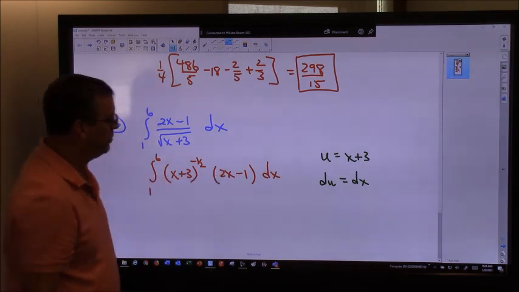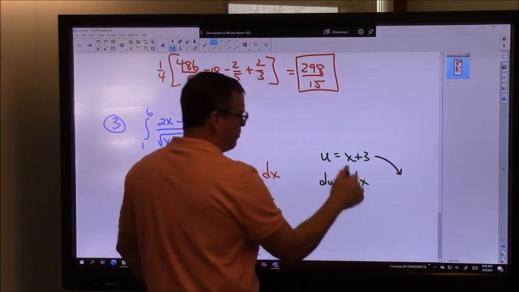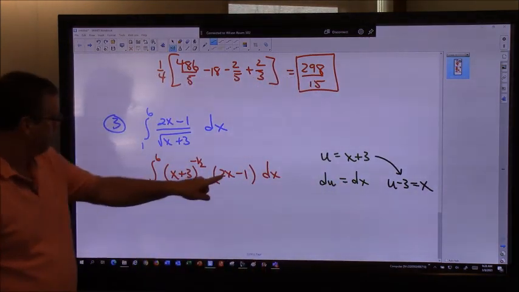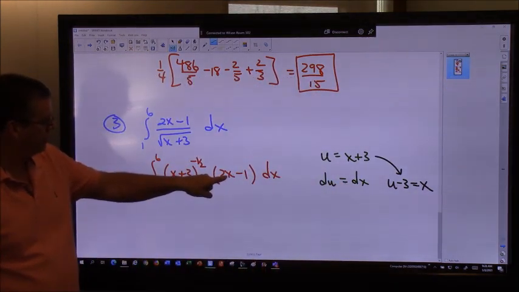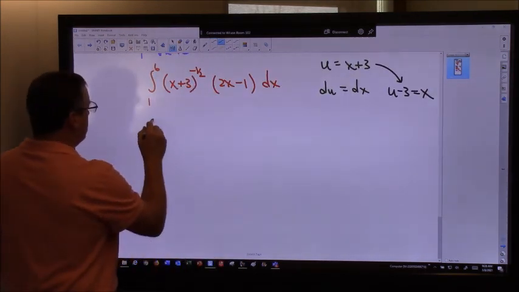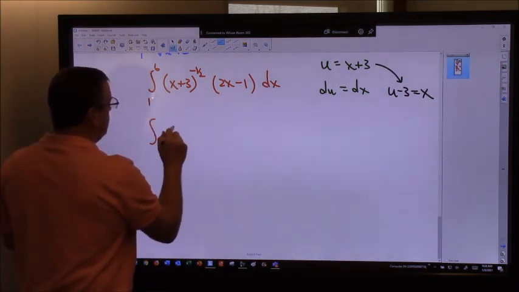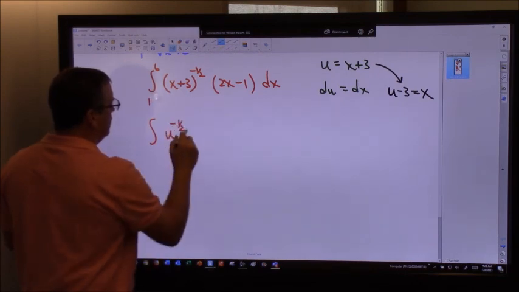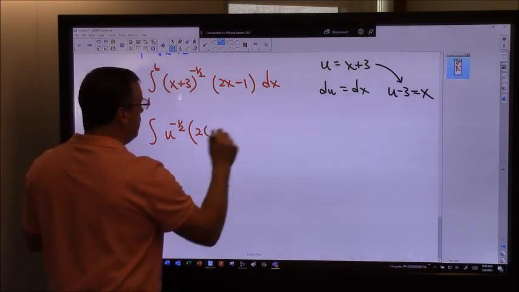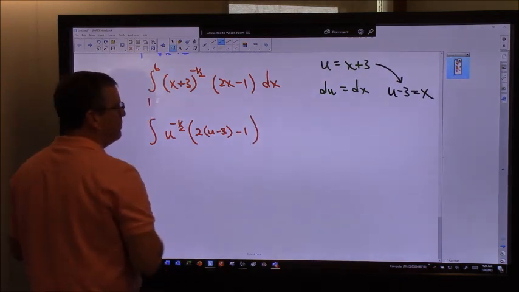Right? What is x equal to? Well, let's see. x, if I move that 3 over, I've got u minus 3 is equal to x. So I can put a u minus 3 in place of this right here. So let's set up our substitution. So I've got this integral. We'll figure out what's going to go here in a minute. I've got u to the negative 1/2 times 2 times u minus 3 minus 1 and then du.